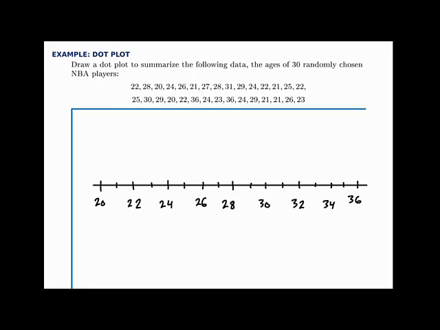Now that we have our axis, all we need to do is read through each of these data points and put a dot for each one. So for the first value at 22, we just put a dot above the 22.